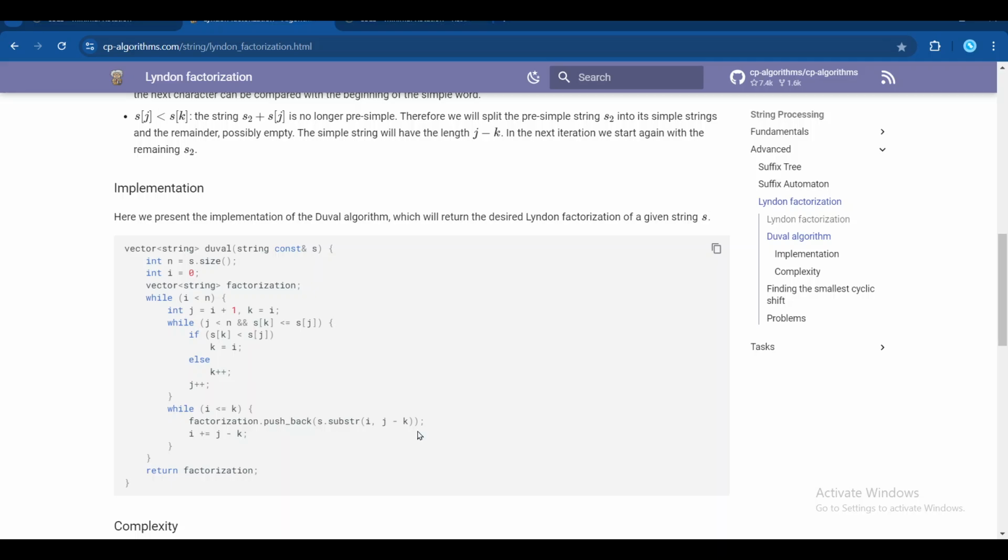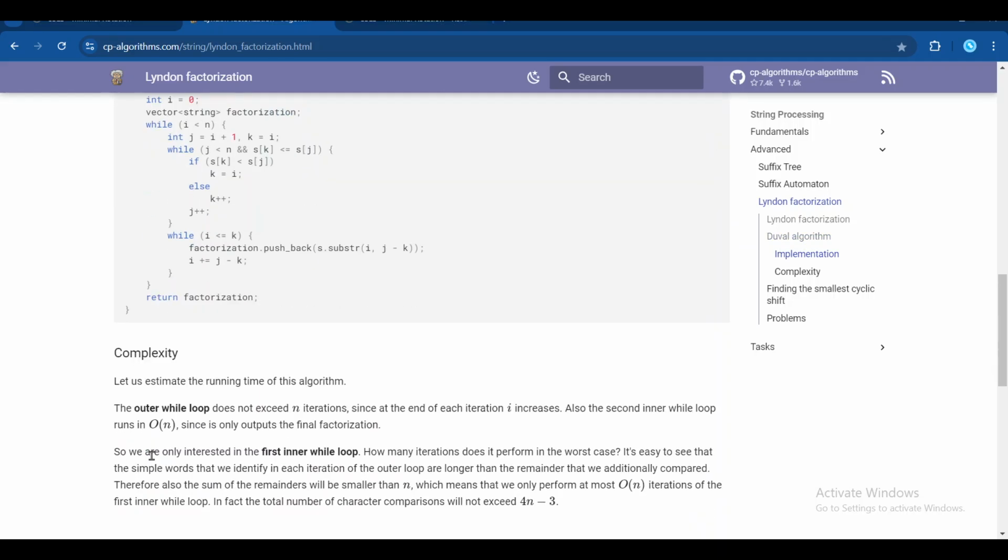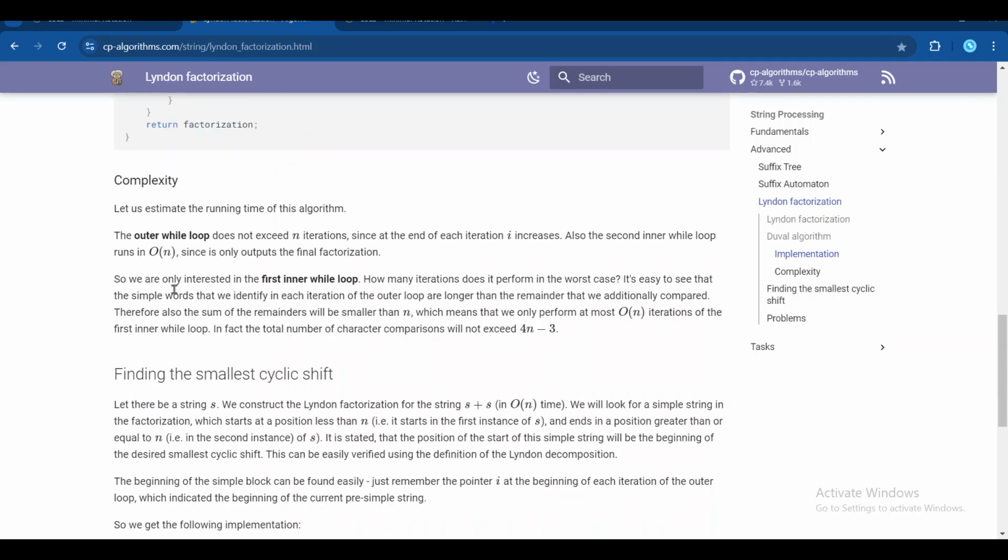factorization.push_back of s.substr(i, j minus k). So from I, we are taking chunks of length j minus k and incrementing the value of I by j minus k. We will continue this process until I is less than or equal to k. If I is greater than k, we will just break. And at the end we are returning the factorization. The complexity of this is order of n.